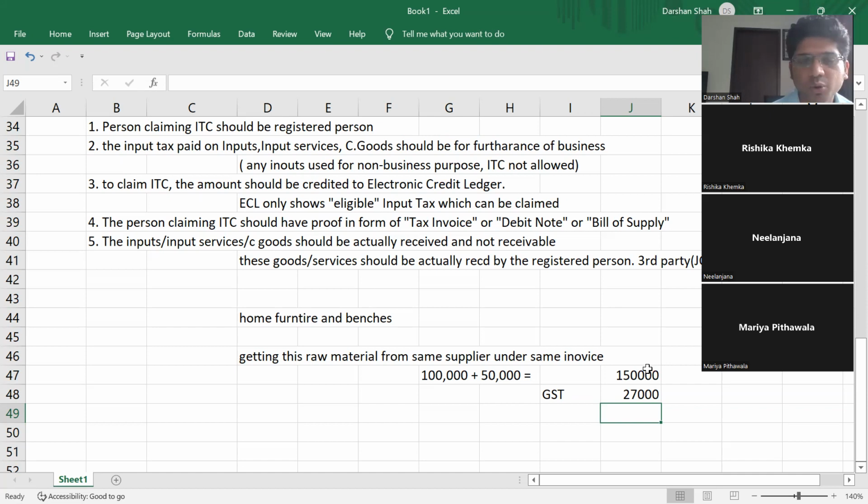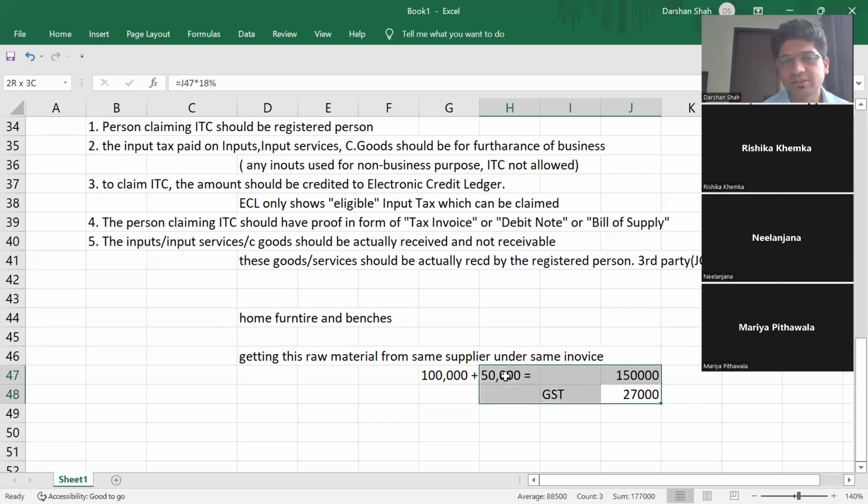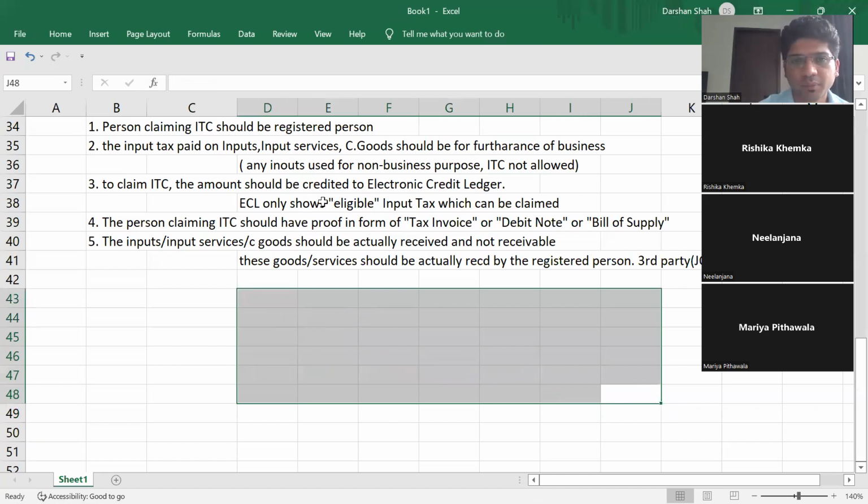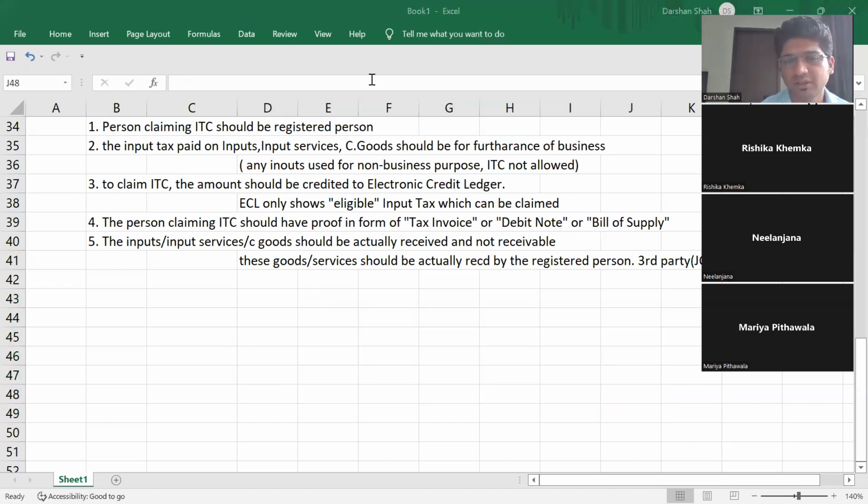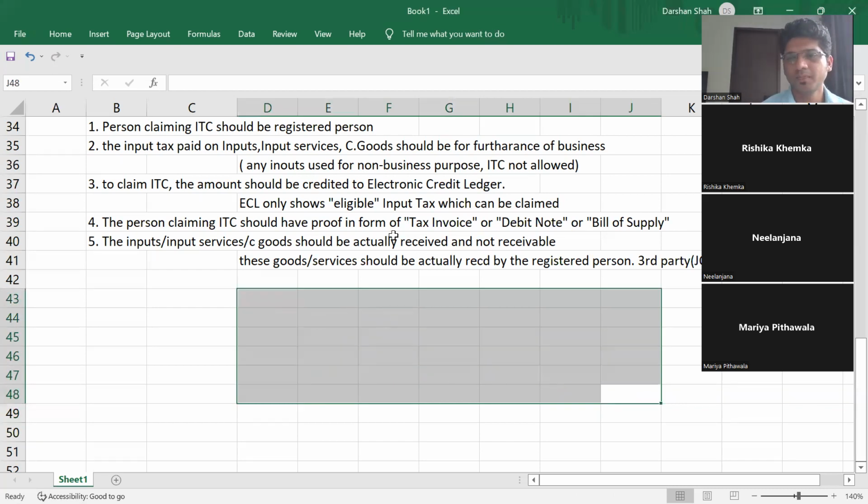Correct. So people do that. Business people will do this. They will purchase personal things, use them for personal purposes, and they will not show it. But if they show it, then they cannot claim the input tax. So do you think people show personal things like that? No, no. They may, sir.